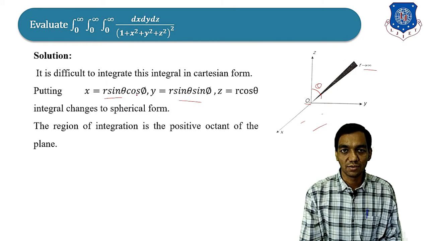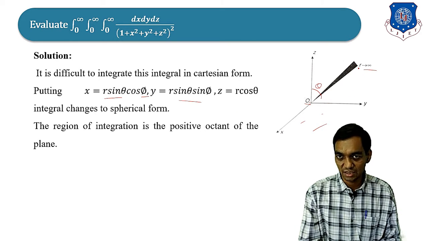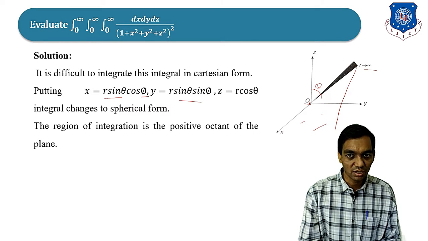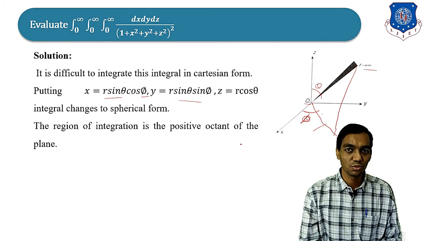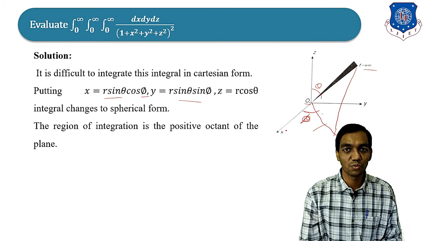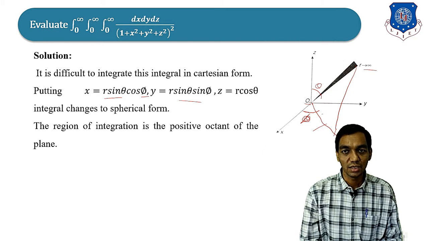Okay, and the angle phi is nothing but the angle of a projection of a vector. That means if you take the projection of this radius vector, then that projection has an angle with the positive x-axis called phi. So this phi is going to move from positive x-axis to positive y-axis, that is phi is equal to 0 to phi is equal to pi by 2. Okay.